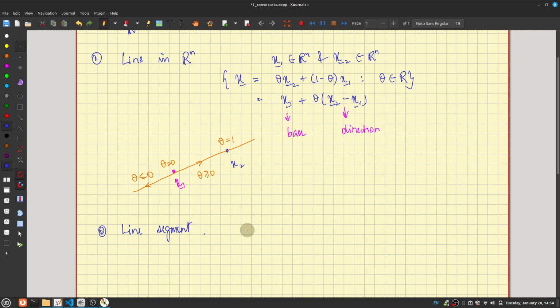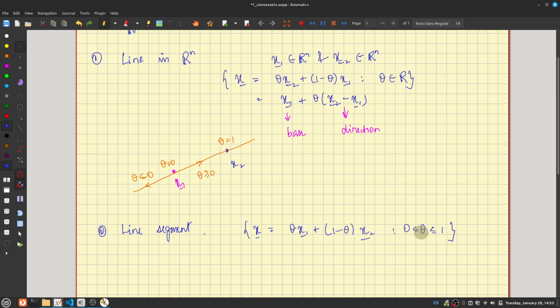A line segment is basically the set of all x. When I say line segment, it's a line segment that interpolates between two points, x1 and x2. So this is again theta x1 plus 1 minus theta x2, where theta can only take values between 0 and 1.